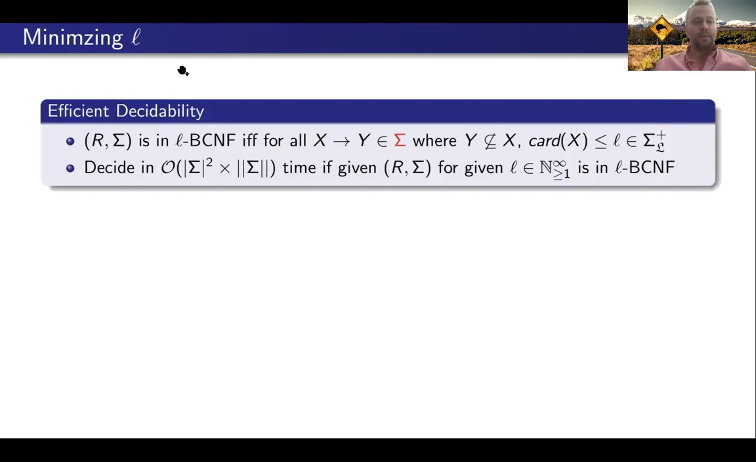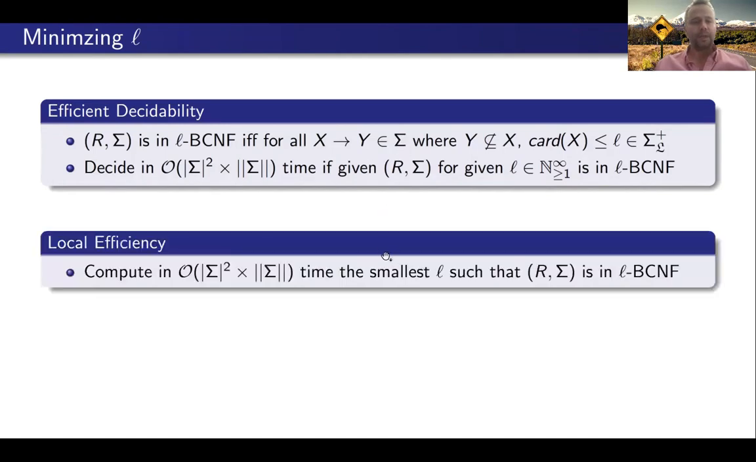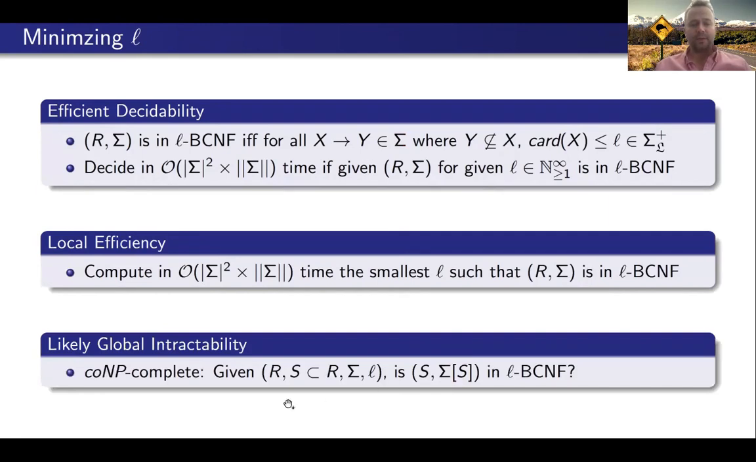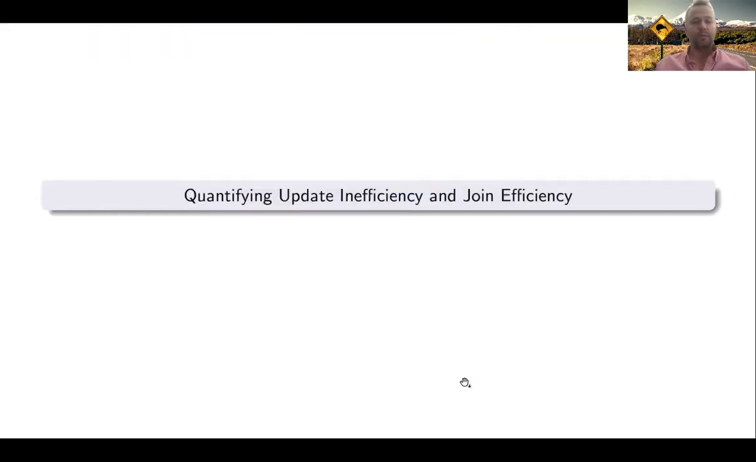Actually, locally, we can minimize L efficiently. We can even decide in cubic time whether a given schema is in L-bounded cardinality normal form for a given L, because it suffices to check only dependencies in sigma, not all the ones that are implied. That also leads to a cubic time algorithm to compute the smallest L for which the given schema is in LBCNF. But if we fix a subschema, so if we look for a decomposition for a given L and ask whether this is in LBCNF with respect to the projection of the cardinality constraints and functional dependencies to that schema, that problem is co-NP-complete.